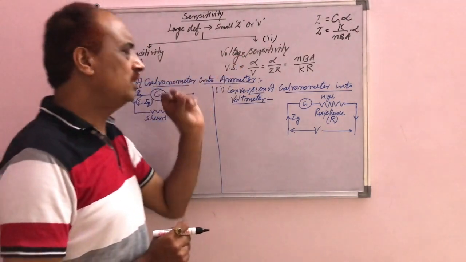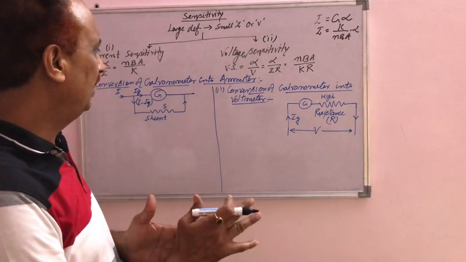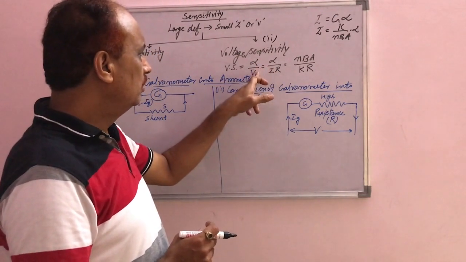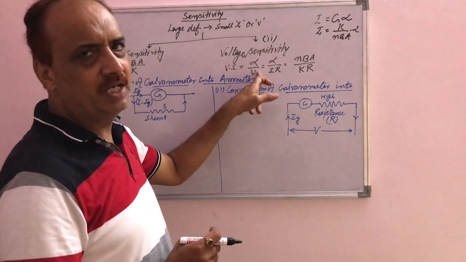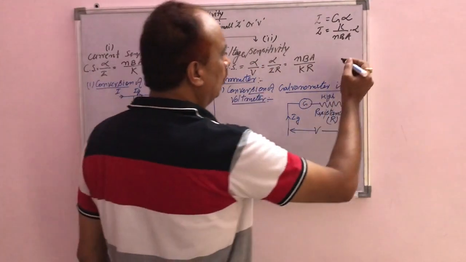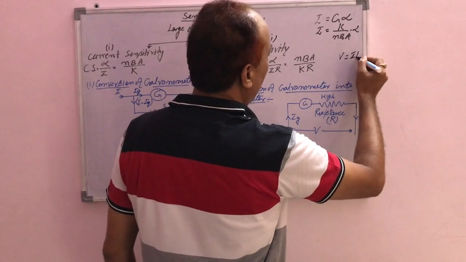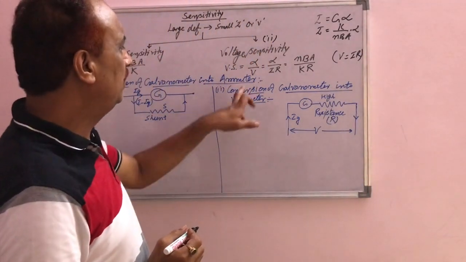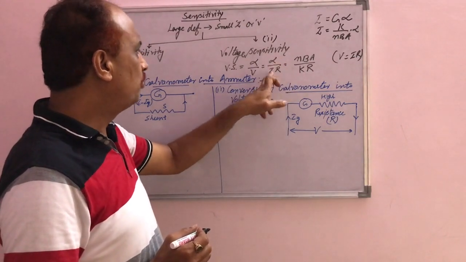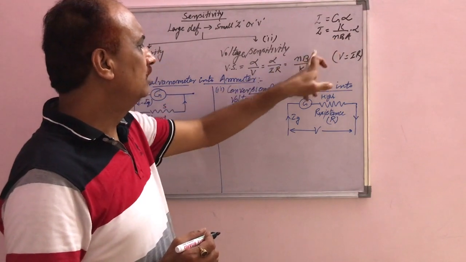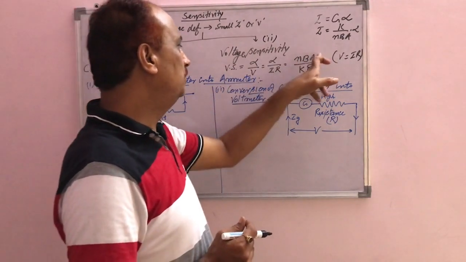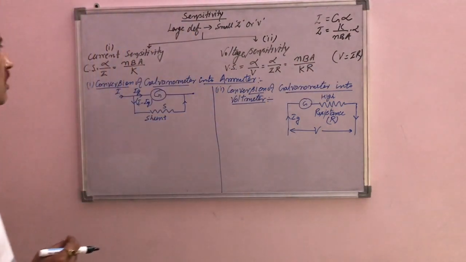Now number two is voltage sensitivity. Voltage sensitivity can be defined as the deflection produced in the coil of the galvanometer per unit voltage applied across the coil of the galvanometer, that is alpha upon V. According to Ohm's law, we know that V is equal to I into R, so V can be replaced here by I into R. So alpha upon I R. Alpha upon I we find from here, that is NBA upon K, and R. So voltage sensitivity is always equal to NBA upon KR. So these are the sensitivities of the galvanometer.